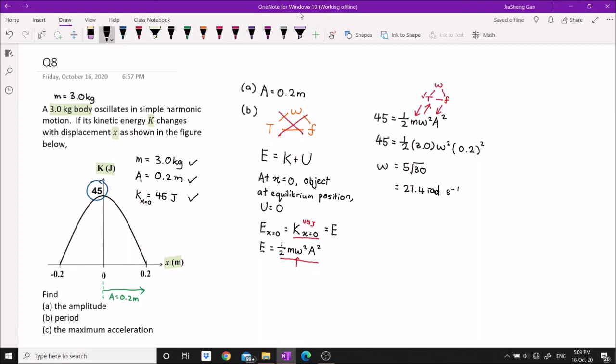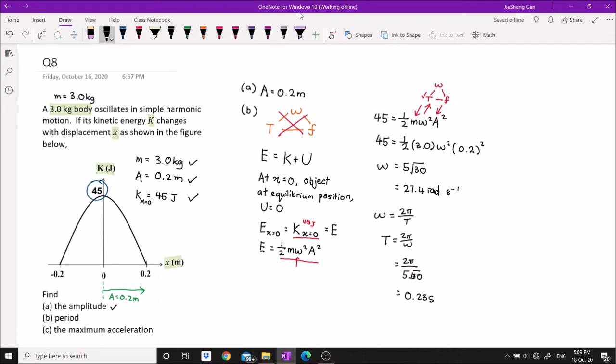So we are not finished yet. The question asks for period, so we have to switch things up. You know this formula, we rearrange it to the form that we want, make a substitution here, and there you have it. The answer will be 0.23 seconds. Okay, so this will be our period.